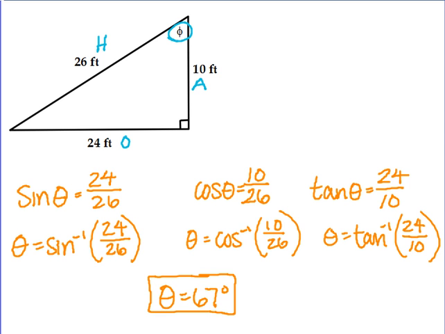And I just realized I don't have SOHCAHTOA up here for you. It will be on your test. So again, if you want to use sine, you would just use opposite and hypotenuse. If you want to use cosine, it would be adjacent and hypotenuse. If you want to use tangent, it would be opposite and adjacent. You can pick whatever you want.